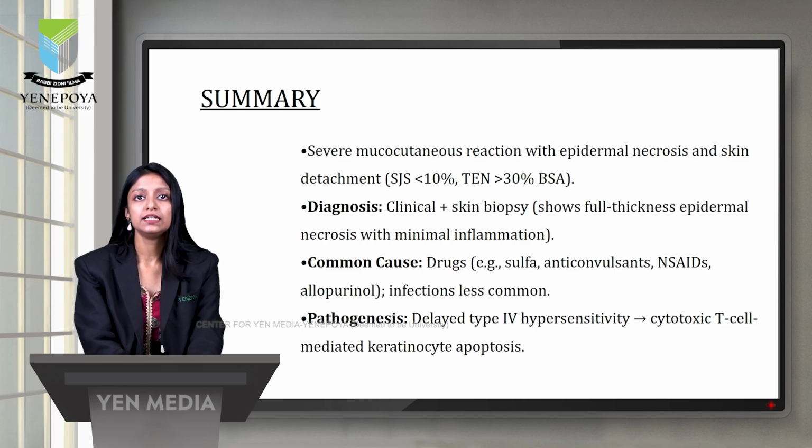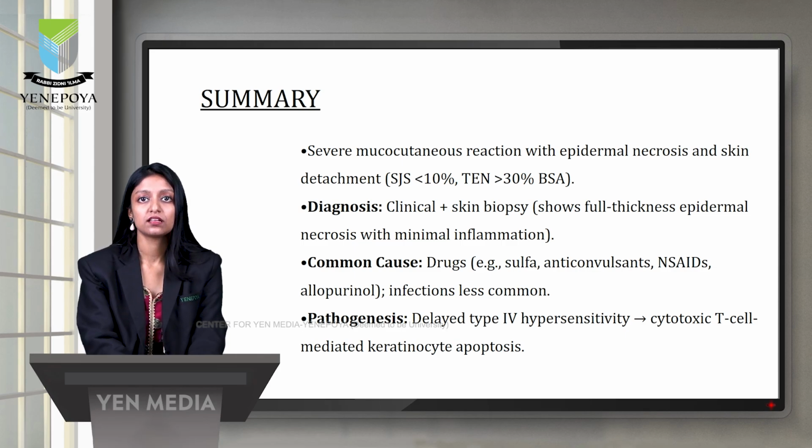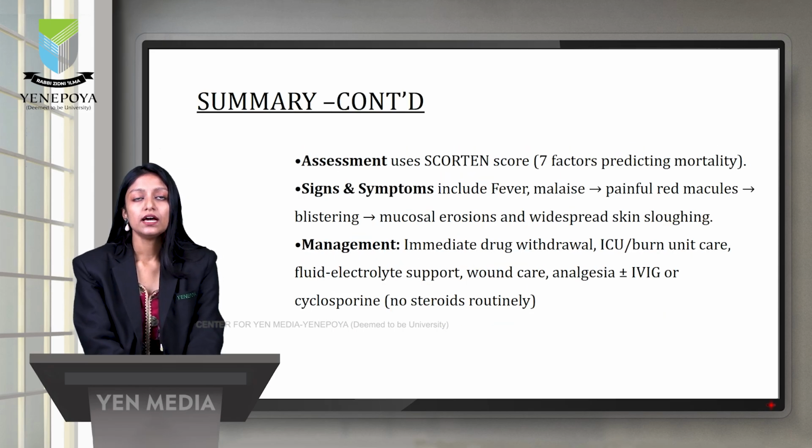Pathogenesis will be a delayed type 4 hypersensitivity, which leads to the release of CD8 T cells, which will ultimately lead to skin cell death. For assessment, we use the SCORTEN score, which has 7 components for predicting mortality. Signs and symptoms include fever, malaise, and blisters. So these are the most common signs.